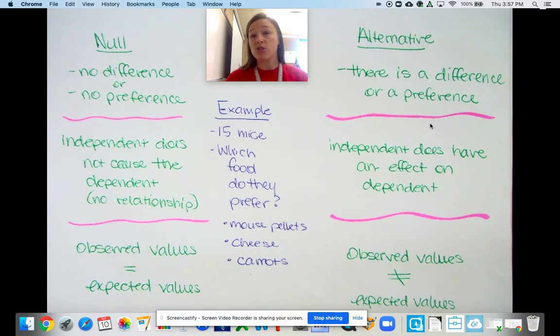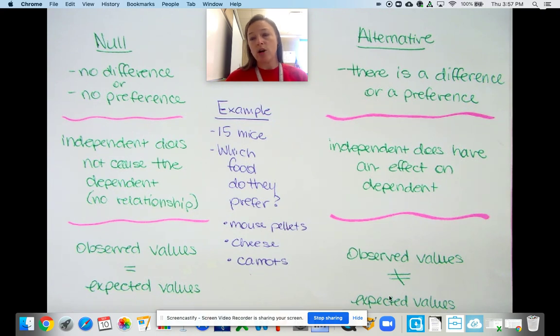Our alternative is that there would be a difference. The mice do have a preference. They do want cheese. And again, you could go non-directional and say they will just have a preference, or you could be specific and say the mice will prefer cheese, or the mice will prefer carrots, or the mice will prefer the mouse pellets. What you're saying here with your alternative is that your independent does have an effect on the dependent. So the food choices will impact how many mice are at each choice.